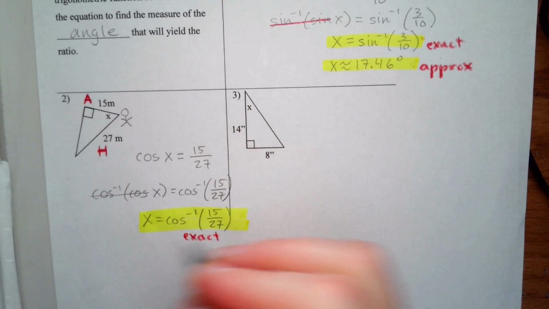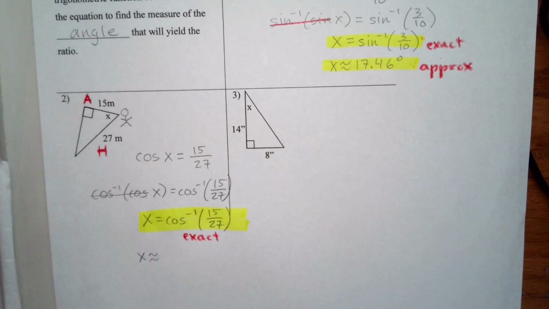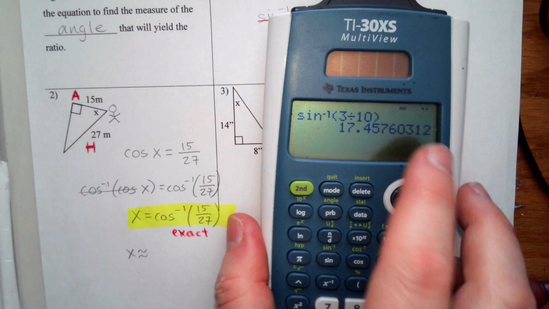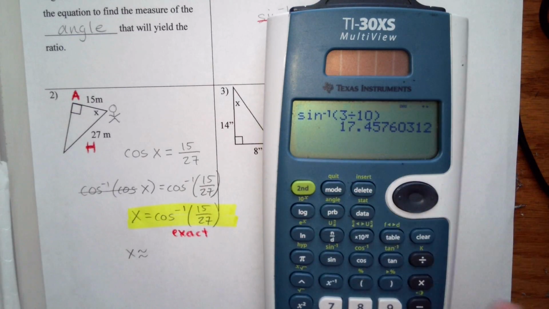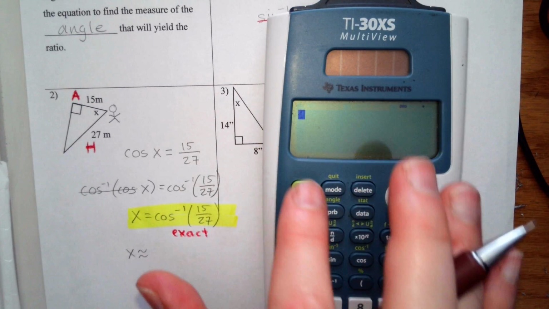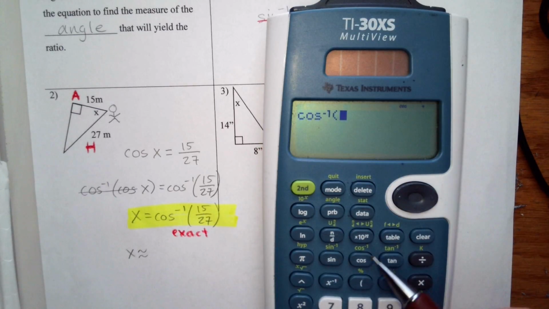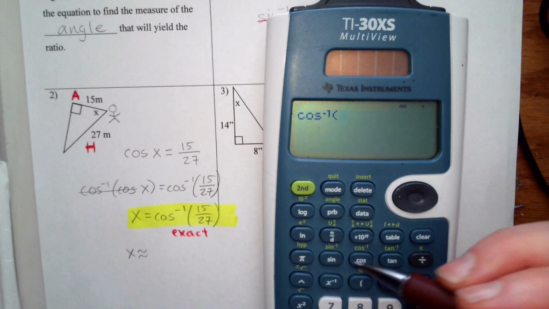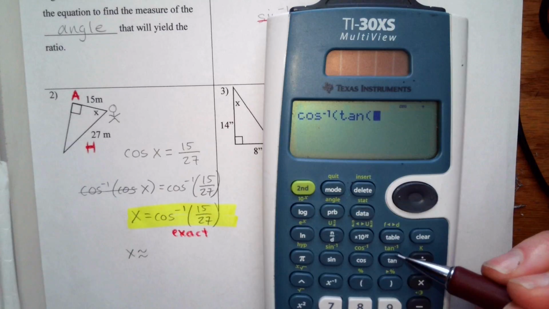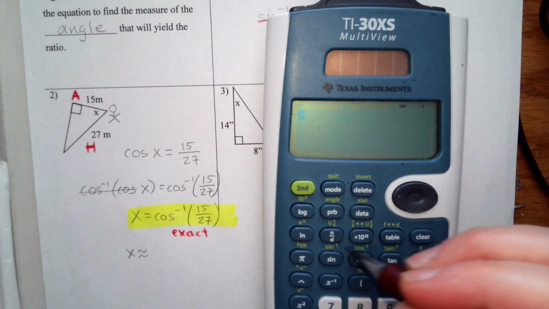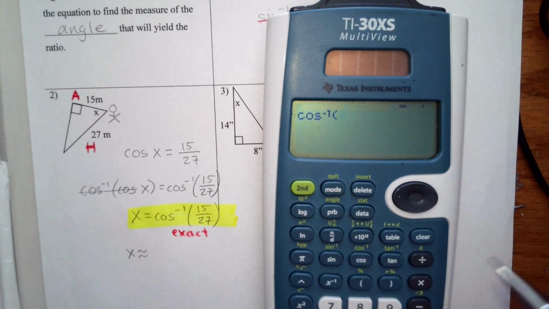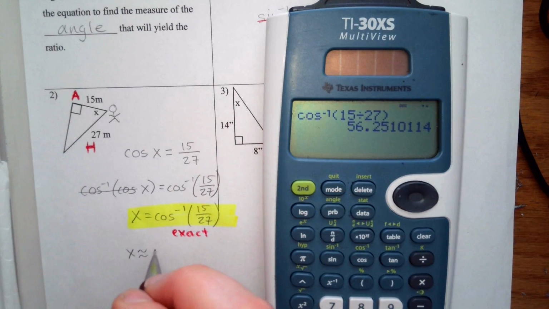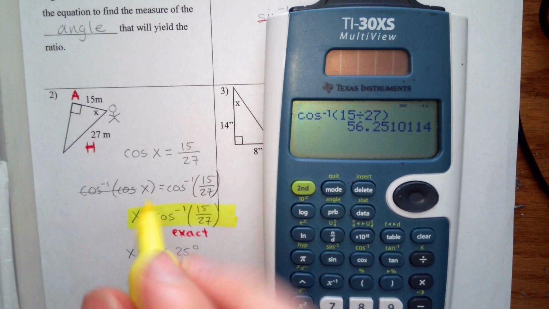Alright, now let's approximate. So x is about, take our calculator, and I forgot to mention, always make sure you're in degree mode. So we've got second and then cosine. If you haven't noticed yet, these functions are paired up with their inverses. So inverse cosine of 15 divided by 27, and x is approximately 56.25 degrees. And there is the approximate answer.